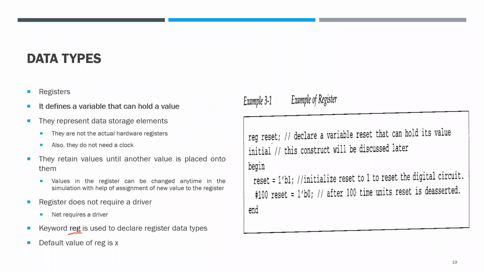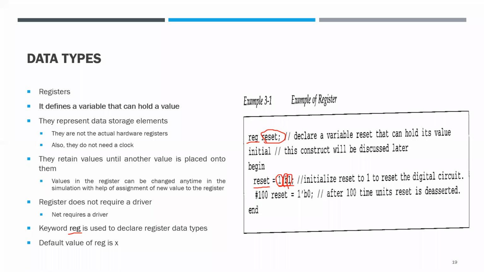So an example we can just observe here, wherein we have reset, which is a register data type, and it has been utilized here. So what you're doing is you are resetting the bit. This tells that the size is one bit. This is binary, and the value is 0.